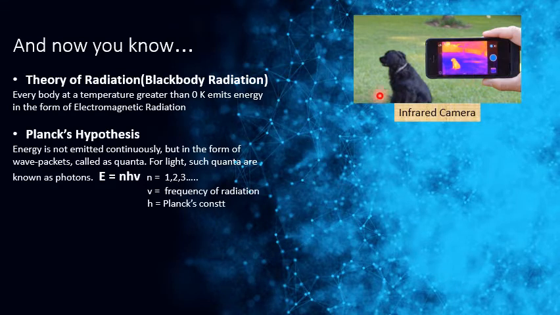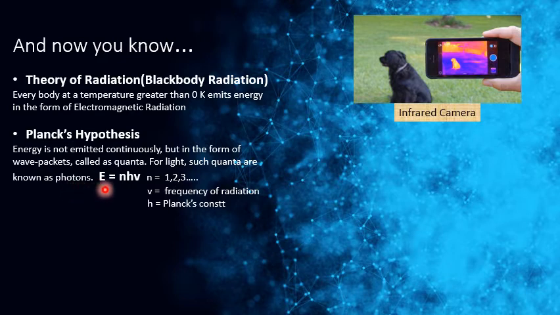The second concept, which is a prerequisite, is Planck's hypothesis. It stated that energy is not emitted continuously, but in the form of discrete wave packets, which are called quanta in general. For light, such quanta are known as photons, that we call photons, right?